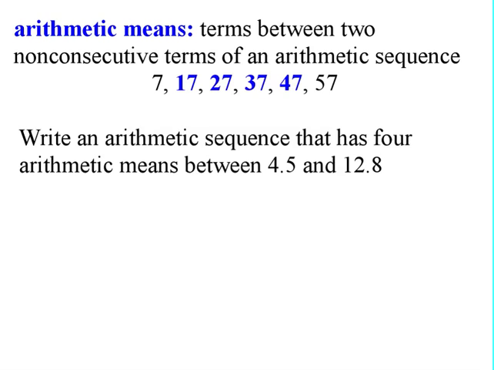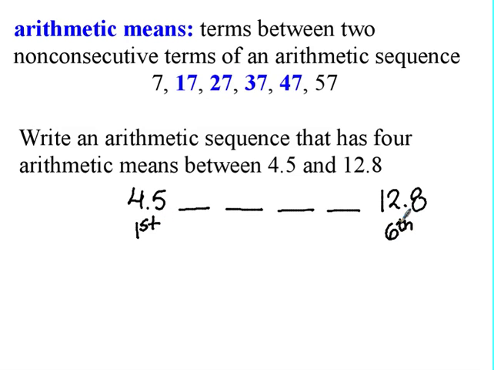So the best way to do this is to create a visual. 4.5, 1, 2, 3, 4, 12.8. This is the first term. This is the 6th term. Now, it says to write a sequence. So in order to have the sequence, I need to know the first term, which I do, and I need to know the difference.